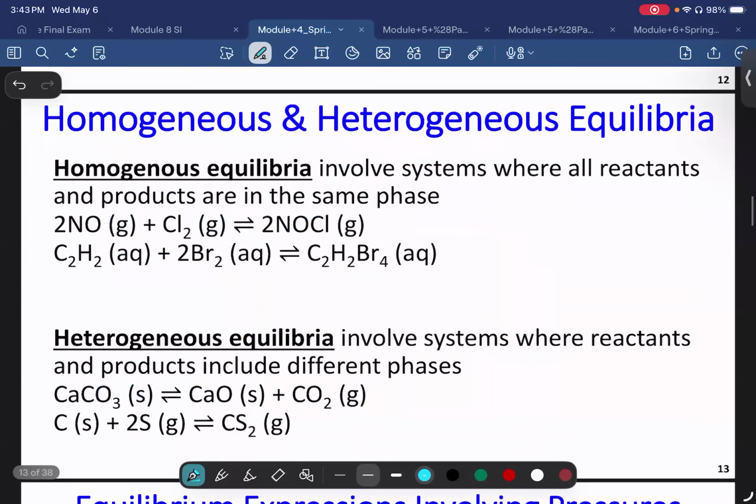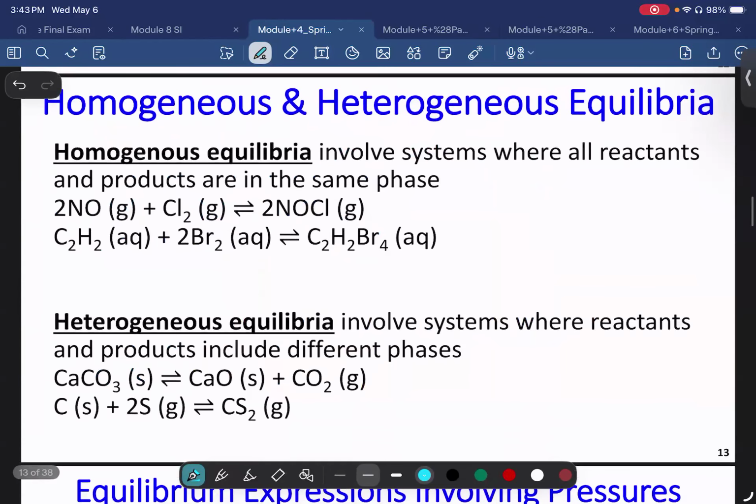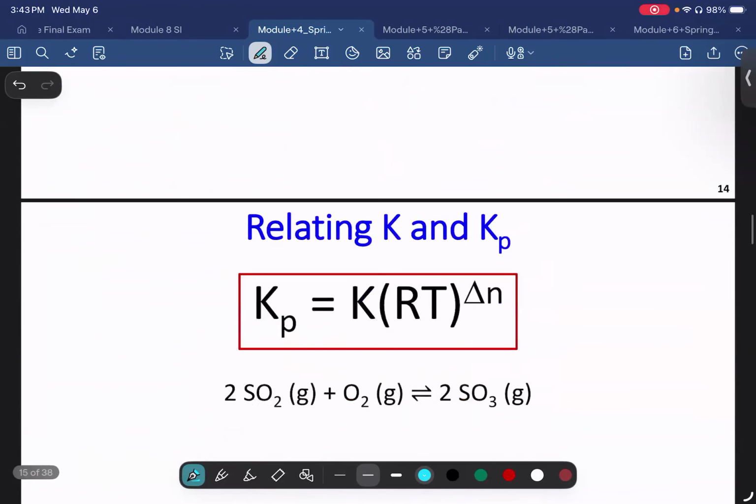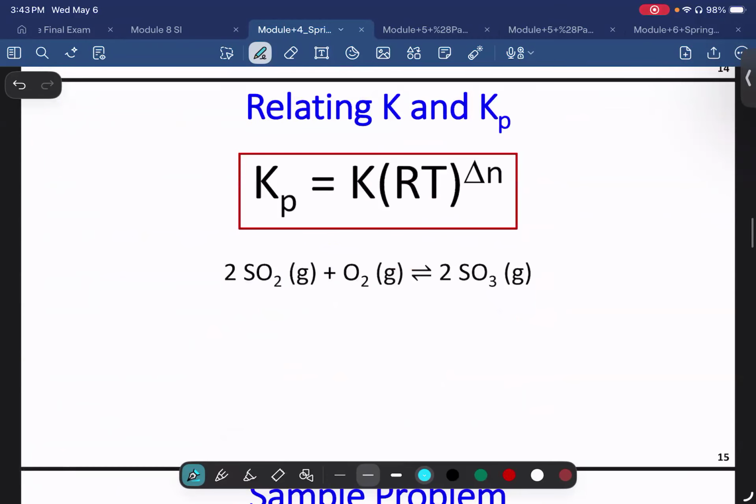And then here's a brief concept: homogeneous equilibrium, heterogeneous equilibrium. They might ask you that, and it's pretty self-explanatory. And then you have Kc and Kp. Again, this is not going to be as much of a conceptual question as it is mathematical, so you might be asked to figure this out. Remember, delta n is the change in moles of gas, R is the gas constant, T is the temperature in Kelvin, and Kc is the equilibrium constant in terms of concentration, the original K.